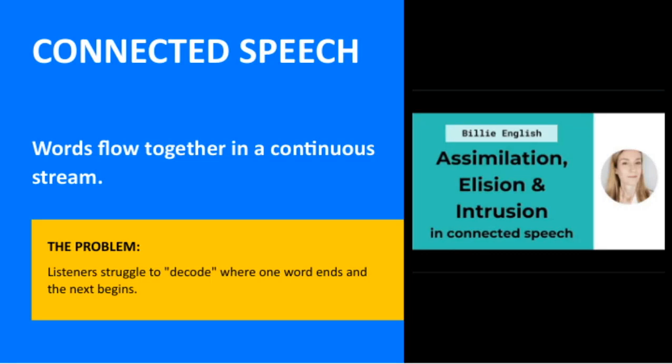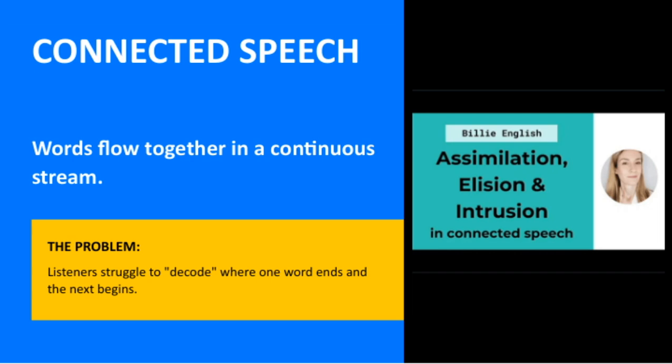Listeners often struggle to decode where one word ends and the next begins. It's a common challenge, especially when we speak quickly or casually. Words tend to flow together in a continuous stream, making it harder for the listener to parse the message clearly. This is what we call connected speech. When we speak naturally, we don't always pause between words as we do in formal speech or writing. Instead, our speech is fluid and sounds blend together.